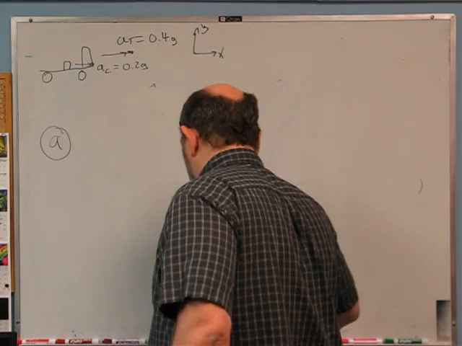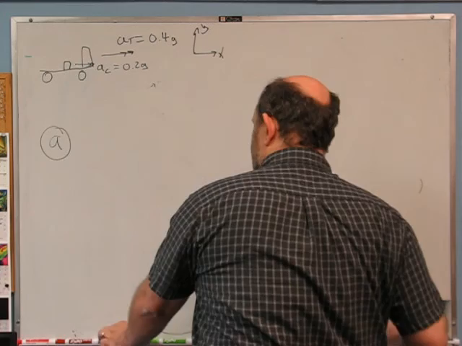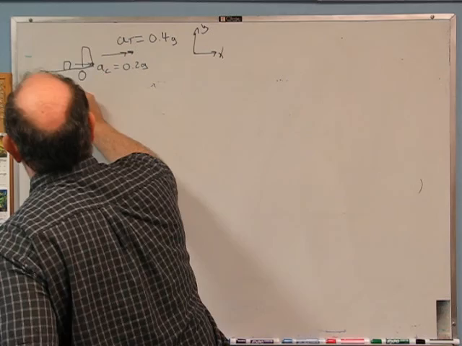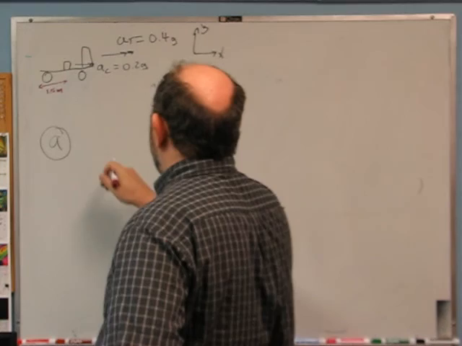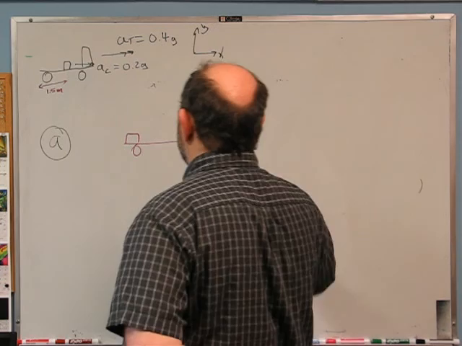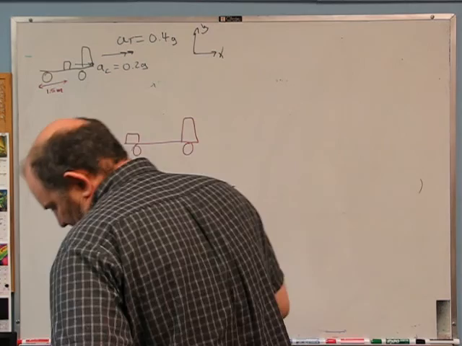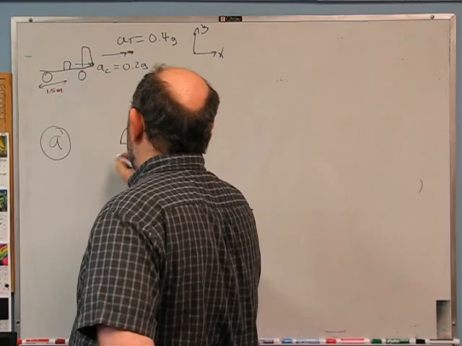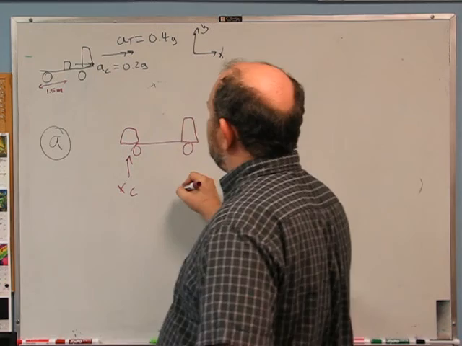The other thing we need, of course, is that the crate starts 1.5 meters from the back of the truck. So, all right, how do you do this kind of thing? Well, if you think about it, as time goes on, the truck is going to pull ahead of the crate because the truck's accelerating at a faster rate. And so, what do I ask? How long will it be before the crate falls off the truck? So I want to figure out what is the time when the crate's position, so I'll call that x sub c, as compared to the truck's position.